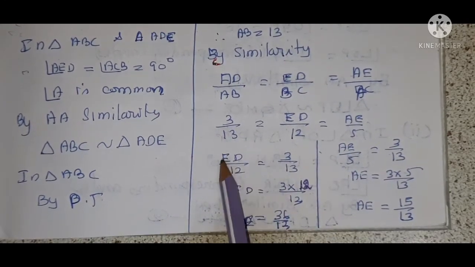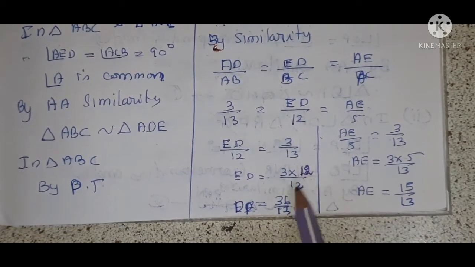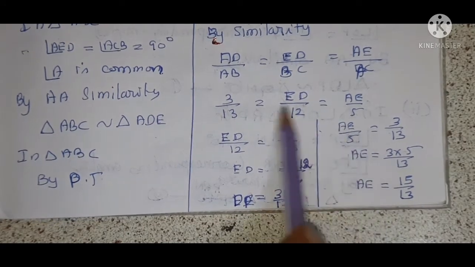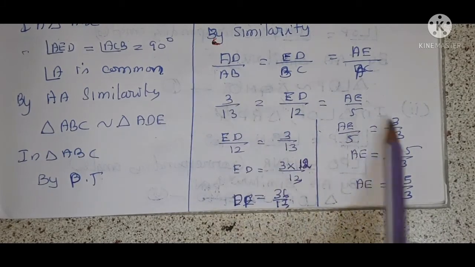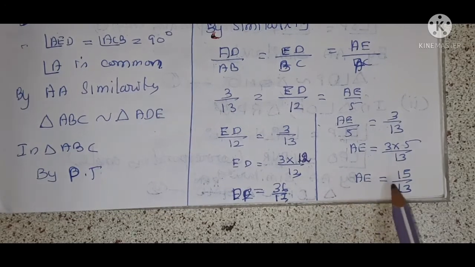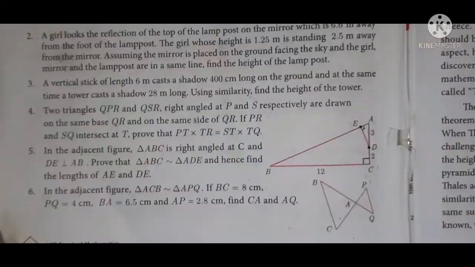Taking first and second, ED by 12 is equal to 3 by 13. ED is equal to 3 into 12 by 13. 3 into 12 is 36, so ED is 36 by 13. Then taking first and third, AE by 5 is equal to 3 by 13. AE is equal to 3 into 5 by 13. AE is 15 by 13.